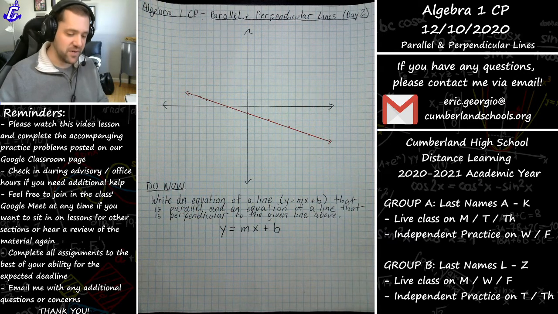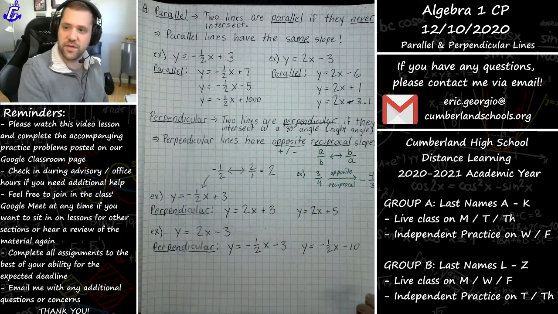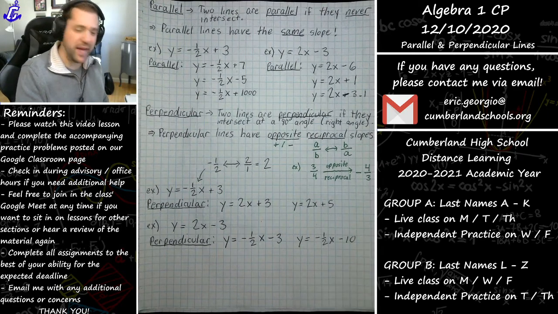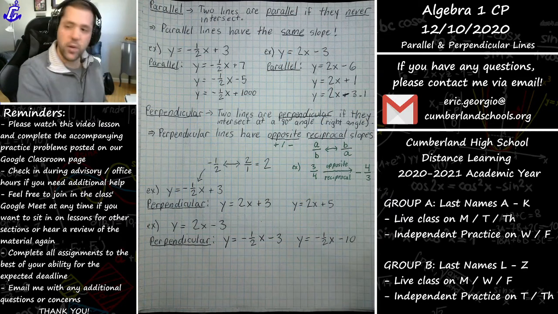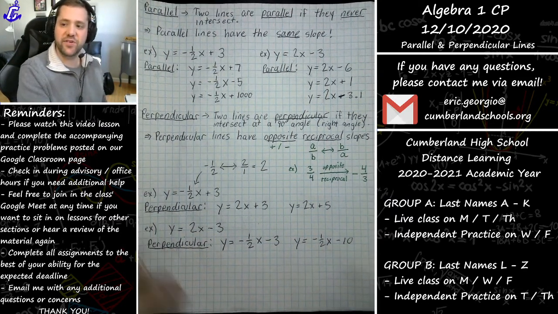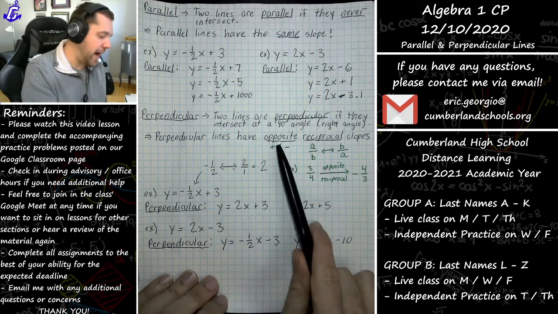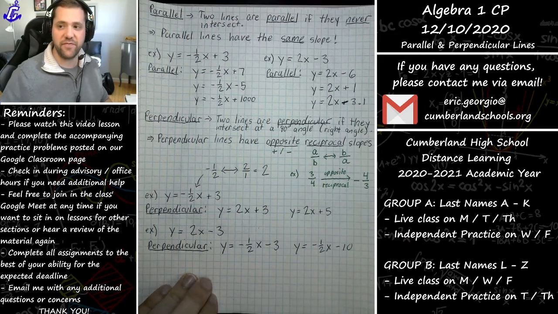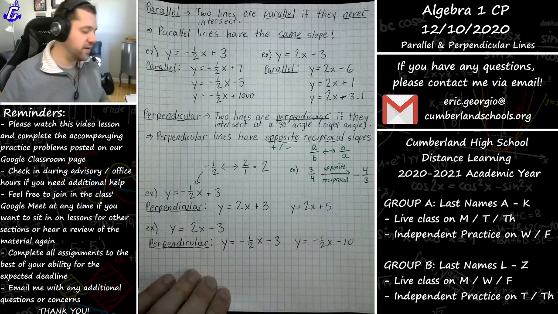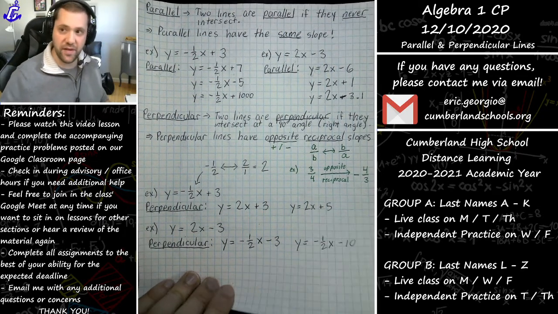Last time, if you recall, we talked about parallel and perpendicular lines in general. Notice that this was the notes that we had. We defined parallel as two lines that have the same slope and never intersect. Perpendicular is two lines that intersect at a right angle and have opposite reciprocal slopes. So we went through a couple examples as to how to find a line that's parallel to another and a line that's perpendicular to another.